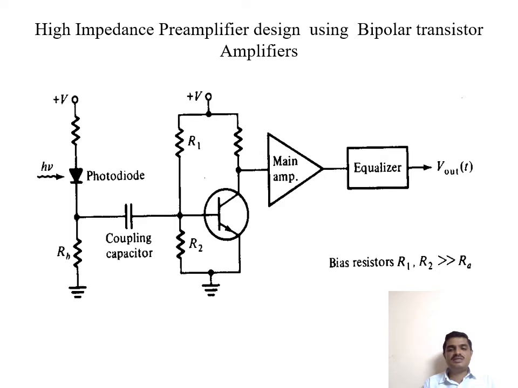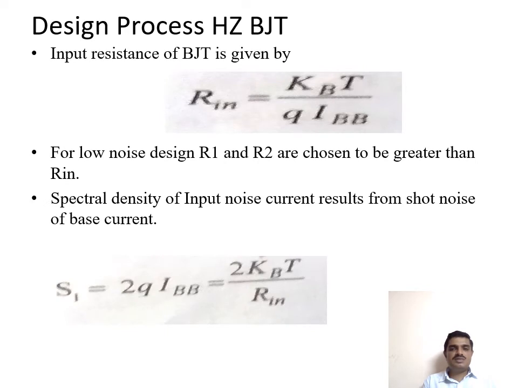Here the bias resistances R1 and R2 are far greater than RA. This is our design process of the high impedance preamplifier using a bipolar junction transistor. For a low noise design, R1 and R2 are chosen to be greater than the input resistance. The spectral density of the input noise current results from the shot noise of the base current, represented as S1.